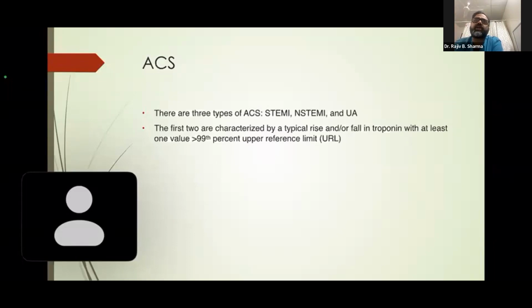So in unstable angina, there is no injury. There is ischemia, but there is no elevation in cardiac enzymes. And in non-ST elevation MI, there is ischemia along with the rise in cardiac enzymes, but it's a subtotal occlusion.